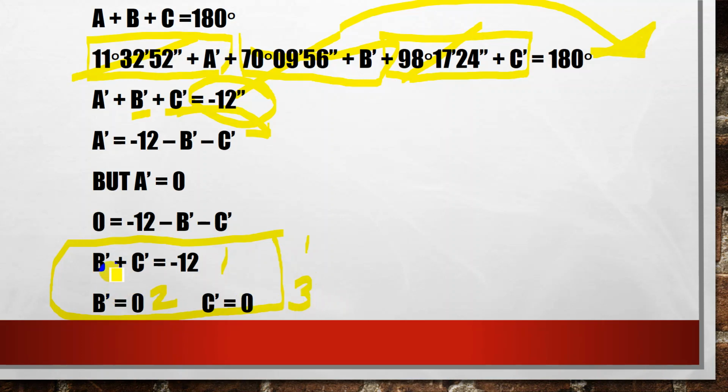So, ito pong si B prime plus C prime minus 12 ay galing dito. Sinubstitute lang po natin si A prime, which is 0. So, 0, tapos nakatranspose dito. Makakakuha po tayo ng B prime plus C prime is equal to negative 12 seconds. So, yan po yung tatlong equation natin.